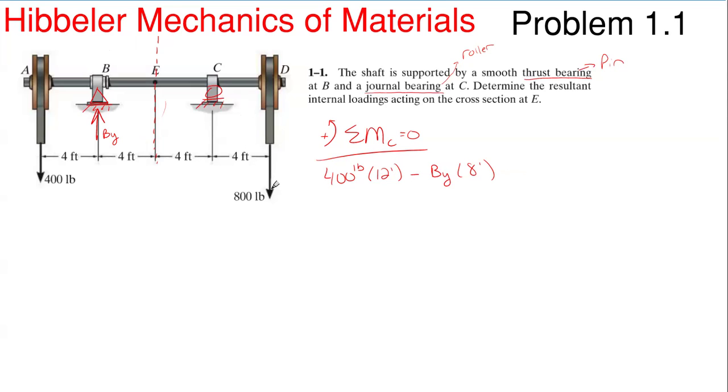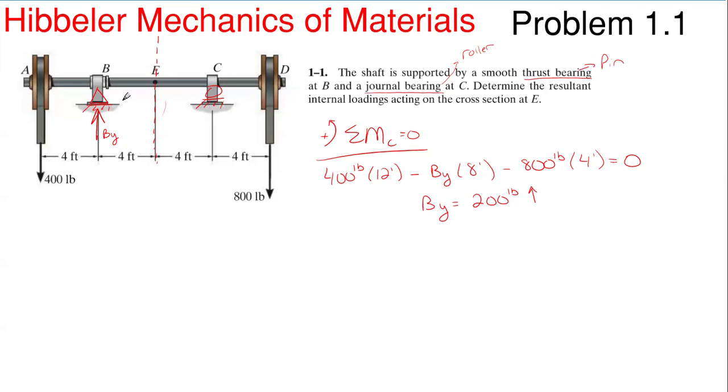And then finally the 800, which will be rotating clockwise about point C as well. So that'd be also a negative 800 pounds times its perpendicular distance to C, which is 4 feet. And that's all I have in force-wise in moments about point C, so equal to 0. B sub y is my only unknown in this equation, so I can easily solve for it, and it pops out to be a positive 200 pounds. And since it's a positive number, I assumed the correct direction of my reaction, which is up.